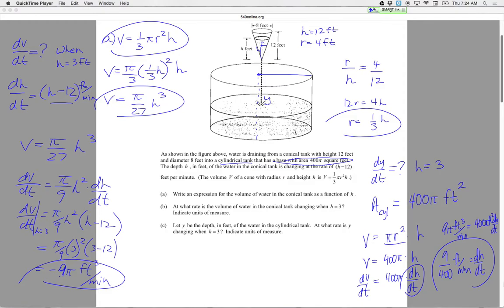Very interesting problem. Okay, any questions there? Good to go? All right, let's go to the next one. Let me clear that one.